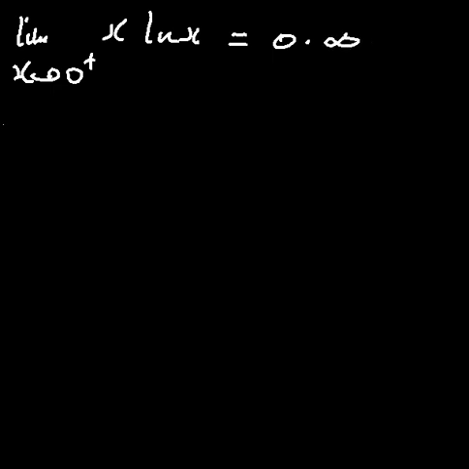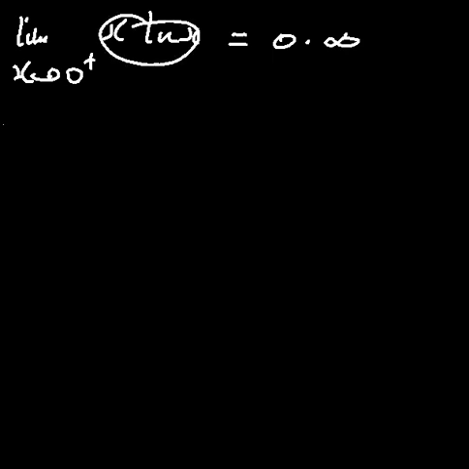How about if we have, let's say, the limit as x approaches 0 from the right of the function x ln x? In this case, the direct substitution will give 0 times positive infinity. So this is an indeterminate form. How should we handle it?